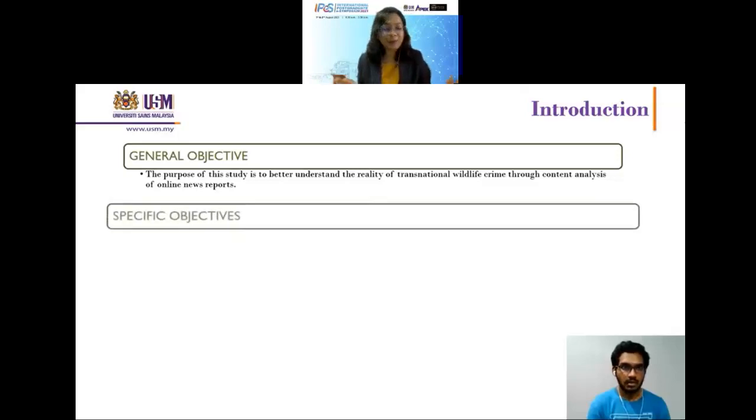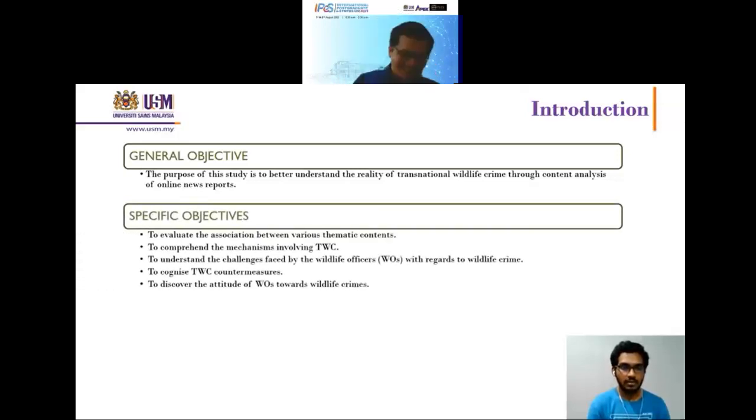online news reports. There are five specific objectives. First, to evaluate the association between various thematic contents. Second, to comprehend the mechanisms involving transnational wildlife crime. Third, to understand the challenges faced by the wildlife officers with regards to wildlife crime. Fourth, to cognize transnational wildlife crime countermeasures. And fifth, to discover the attitude of wildlife officers towards wildlife crimes.